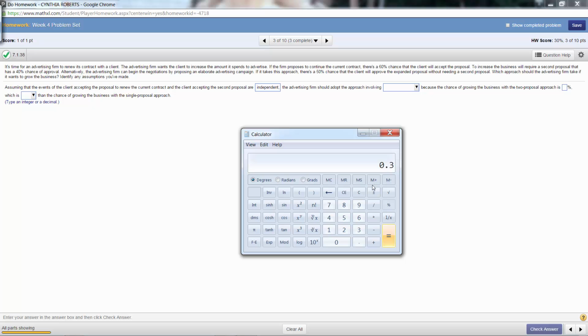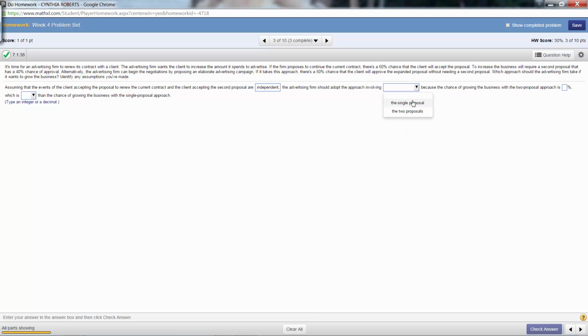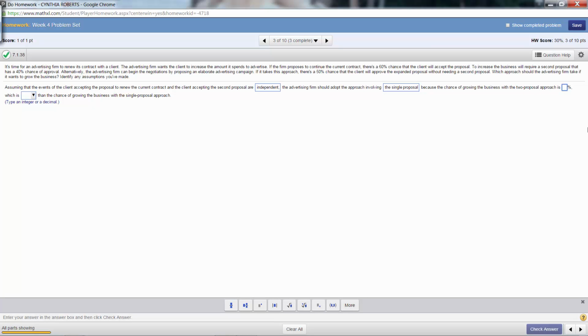What would be higher to do would be a single proposal and then give them the advertising campaign. So that's higher. 0.30 is higher than 0.24. Because the chance of growing the business with the two proposals we said is 0.24 or 24%, which is certainly less than the 30%.